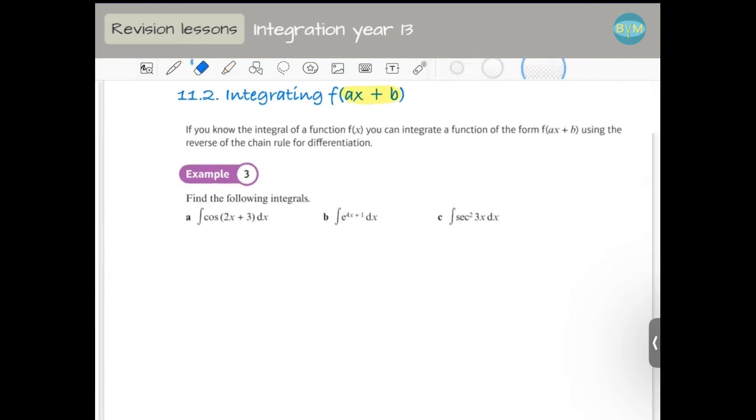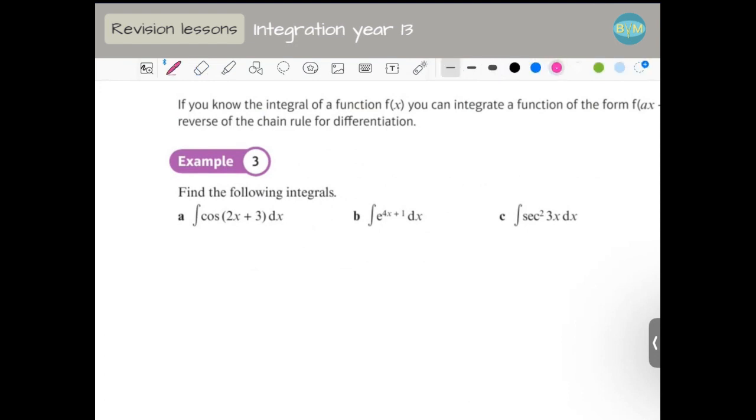So let me do a couple of examples. You have this one, for example. So the first one, you have cos of 2x plus 3. How are you going to integrate that? What are you going to do? Integrate the cos, which we know is sine. Same function. And the only thing I have to do to have the derivative is multiply by 2. So if I integrate, I'm going to divide by 2. So the first one will be just this function.